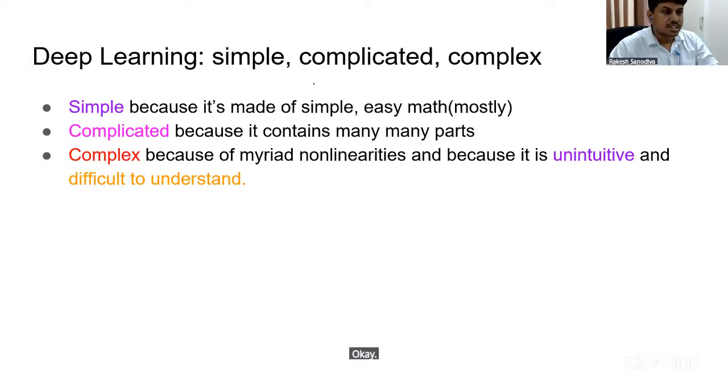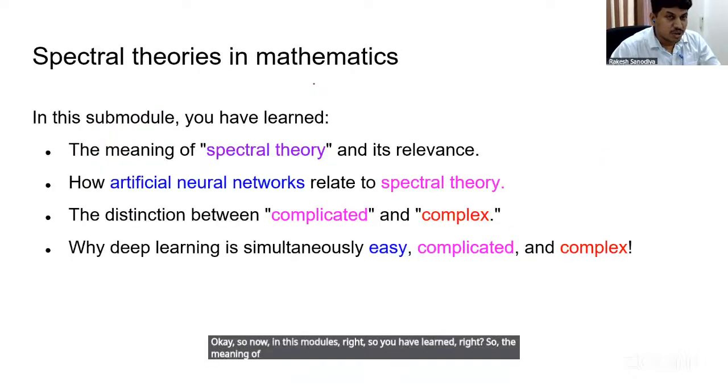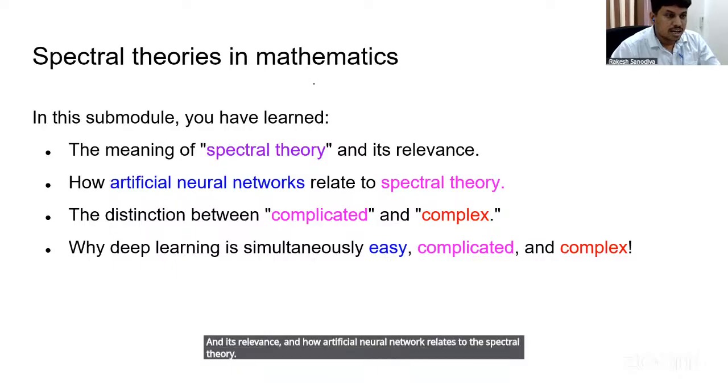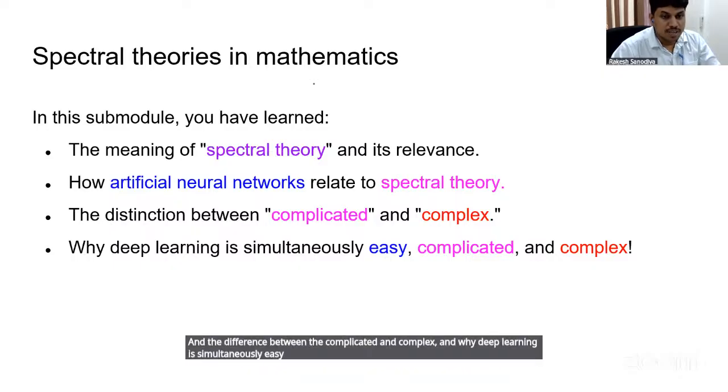Okay, so now in this module, you have learned the meaning of spectral theory and its relevance, how artificial neural networks relate to spectral theory, the difference between complicated and complex, and why deep learning is simultaneously easy, complicated, and complex.